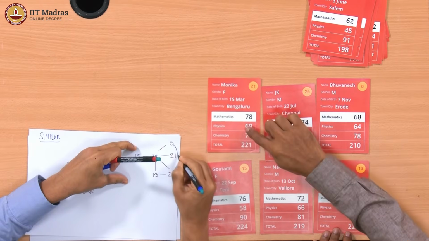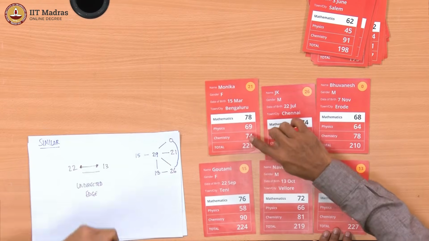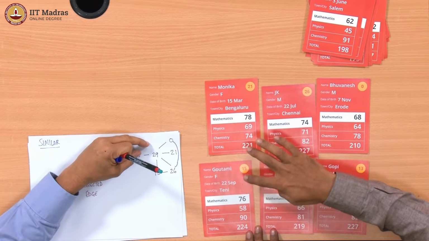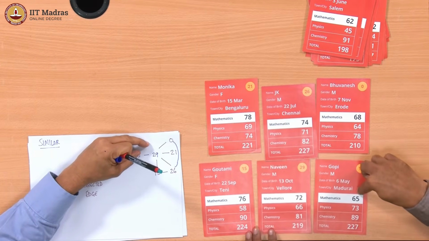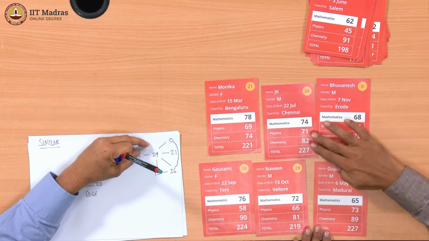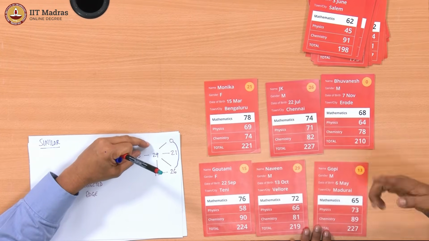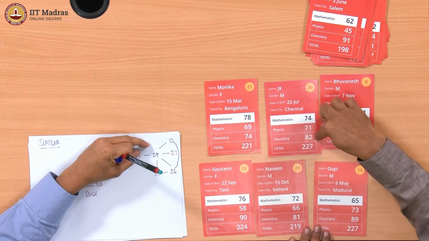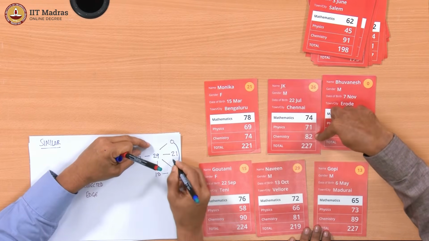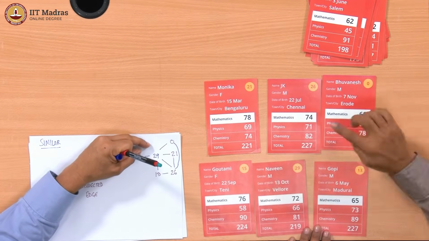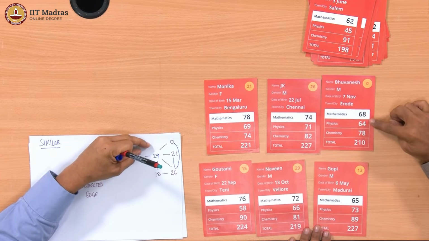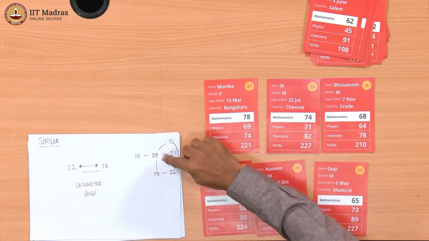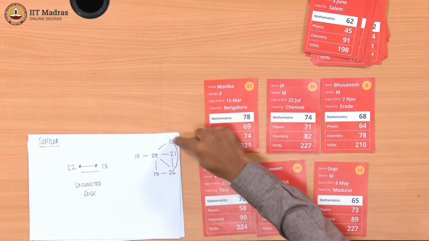We'll try Monica, 21. Monica we have tried with Gautami and Naveen already. With Gopi we said no for some reason: 78 and 65. JK? 78, 74, 69, 71, 74, 82. Yes, yes. So 21, 26 is connected. Very good. And Monica with Bhuvanesh, 78, 68, ruled out.